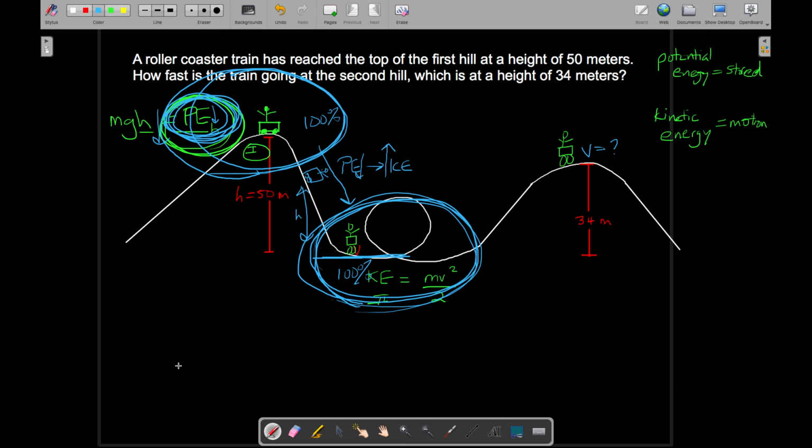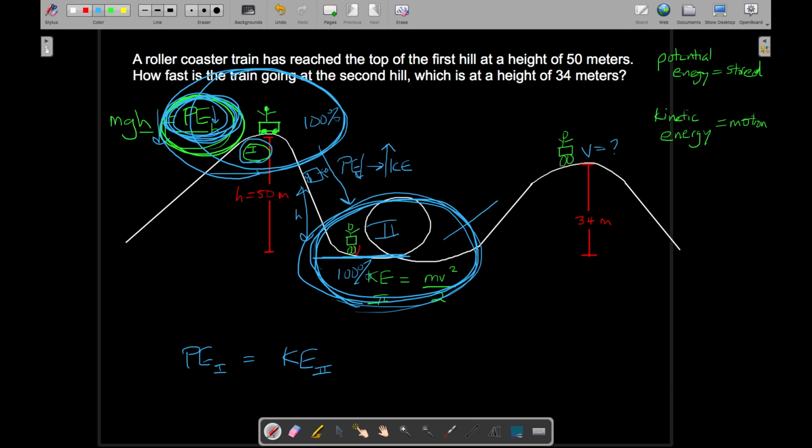Well, we can say that the potential energy in situation 1 is equivalent to the kinetic energy down here, which is situation 2. So whatever energy we store up here, that's exactly how much motion energy we're going to get down there. So we can say that the two are equal to each other.